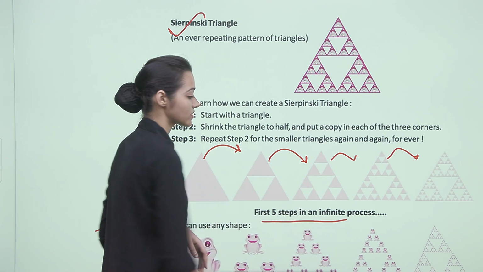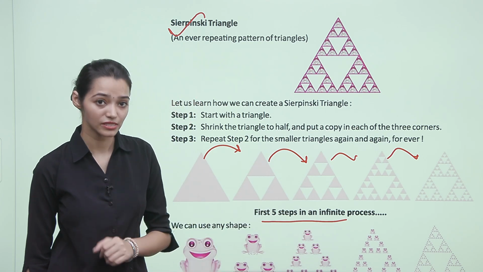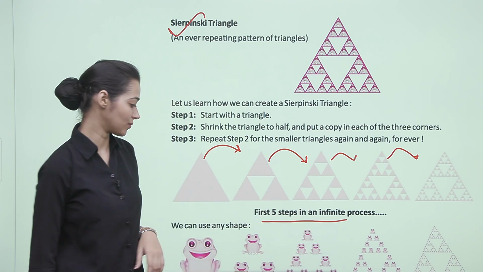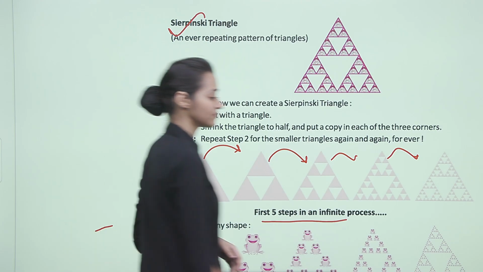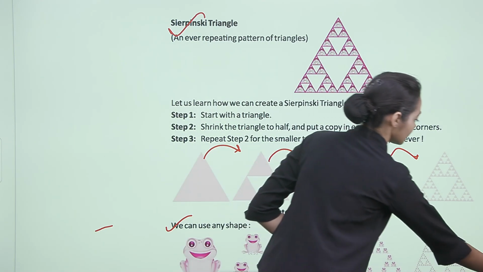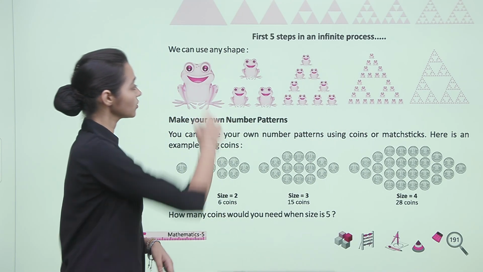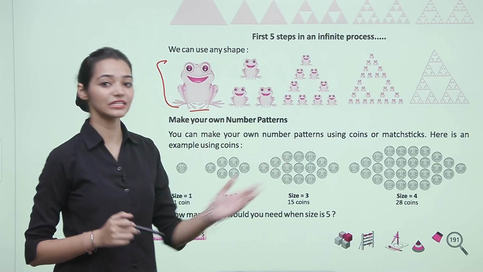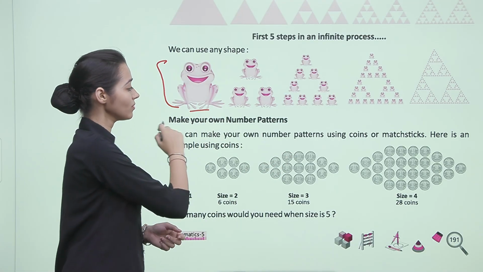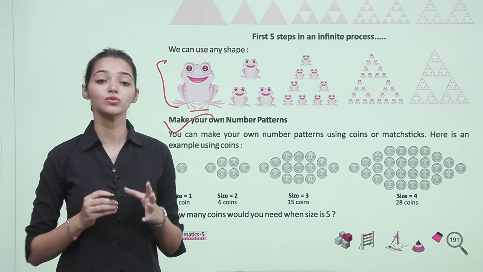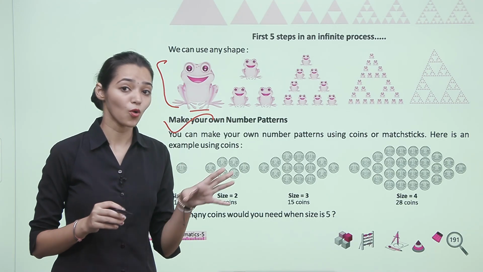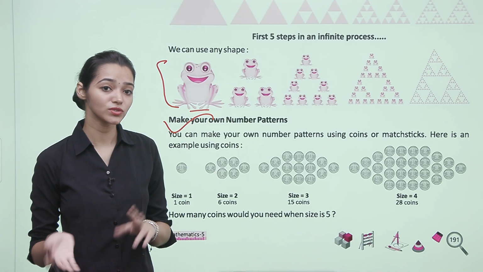In the first 5 steps we have learned that it is an infinite process and we can use any shape. Here you can use any shape. Here we took the shape of a frog, and these are the infinite triangles that we can make. Now you can make your own number patterns using coins, matchsticks, and here is an example using coins.